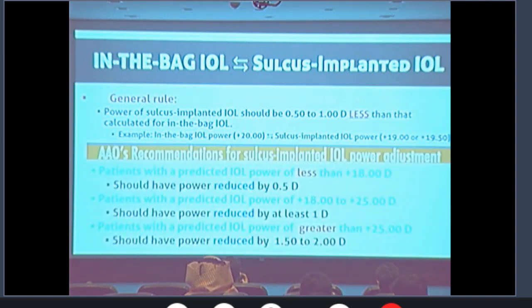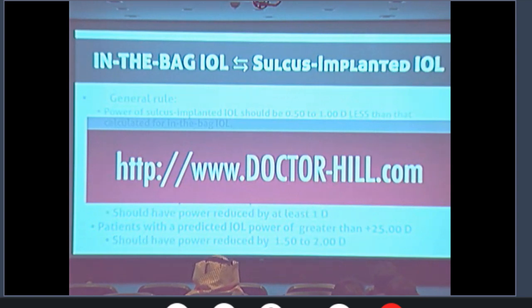However, on the website of the American Academy of Ophthalmology, there is a recommendation. If the IOL is plus 18 or less, you have to reduce it by 0.5. If the IOL power is between 18 and 25, you have to reduce it by at least 1. And if it is greater than 25, you have to reduce it by 1.5 to 2. For me, I'm using this website; you will have a table for each power, how much you should reduce it, not a range. For each power, how much you should reduce if you will implant in the sulcus.